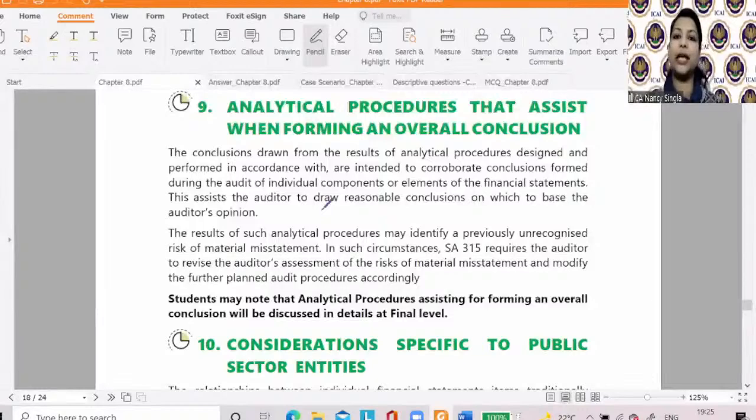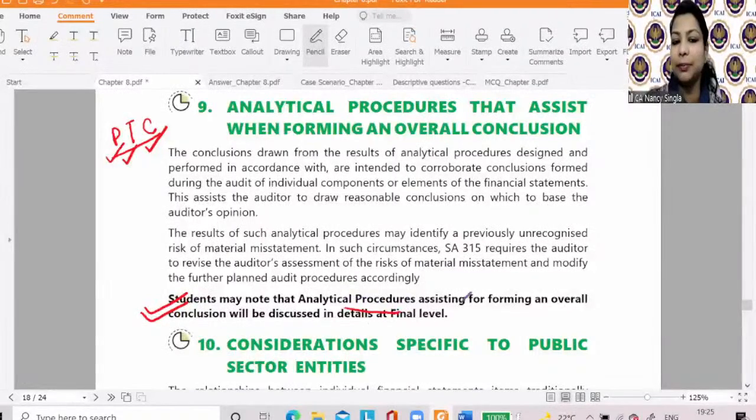The last two topics of this chapter are left. Then we'll be quickly revising this chapter, and thereafter we'll be discussing the questions. If you remember, we did that analytical procedures can be applied at the planning phase, the testing phase, and the completion phase. Planning phase we have done, testing phase we have done, and completion phase we have done. And students, please note that analytical procedures assisting in forming the overall conclusion, at the completion phase, is discussed in detail in your final level.